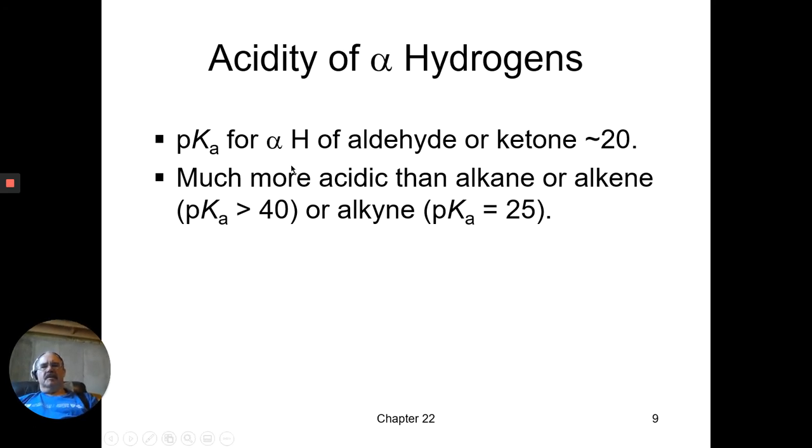These alpha hydrogens are much more acidic than alkane or alkene hydrogens, which typically have a pKa greater than 40, or alkyne terminal hydrogens, which are about 25.